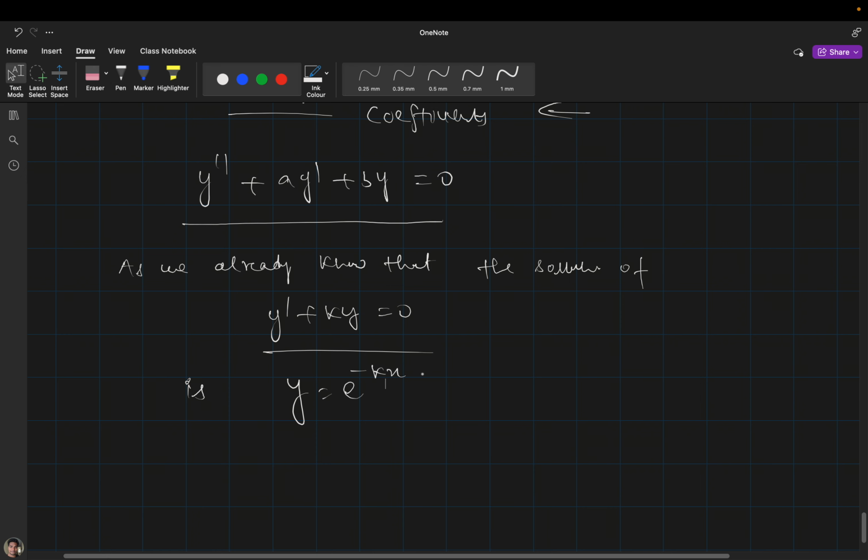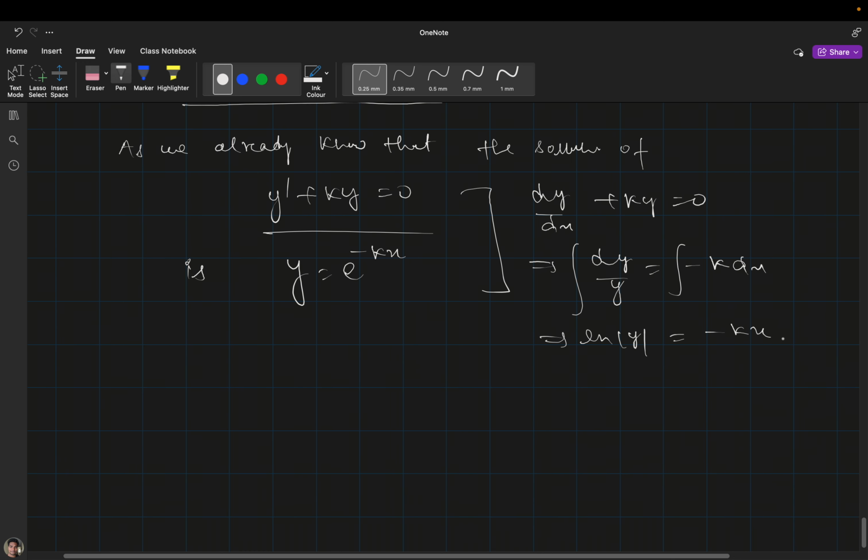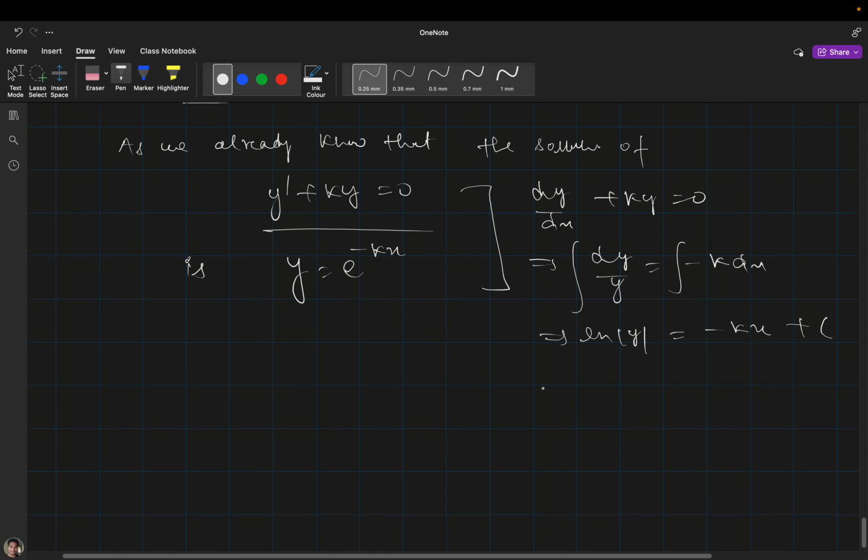Is it correct or not? How to get it? It's clear. y' I can write as dy/dx plus ky equal to 0. So when you transfer it, you will get dy/y equal to minus k dx. Integrate it, you will get ln y equal to minus kx plus c.